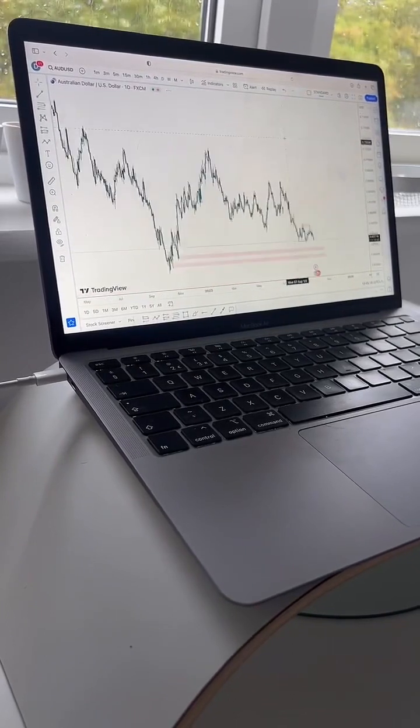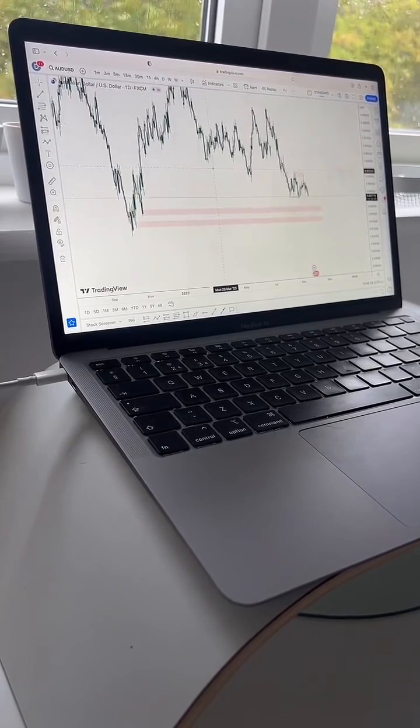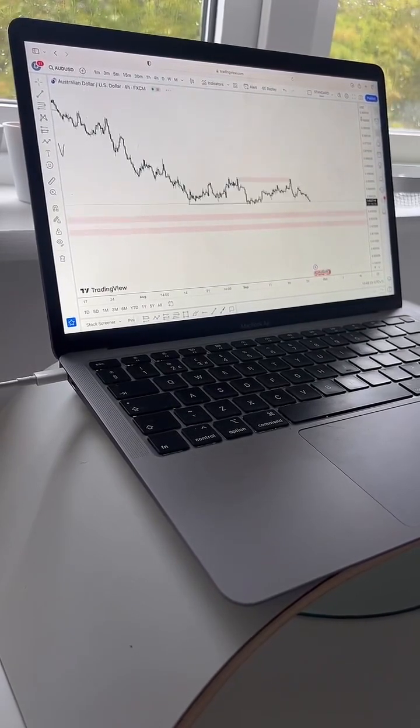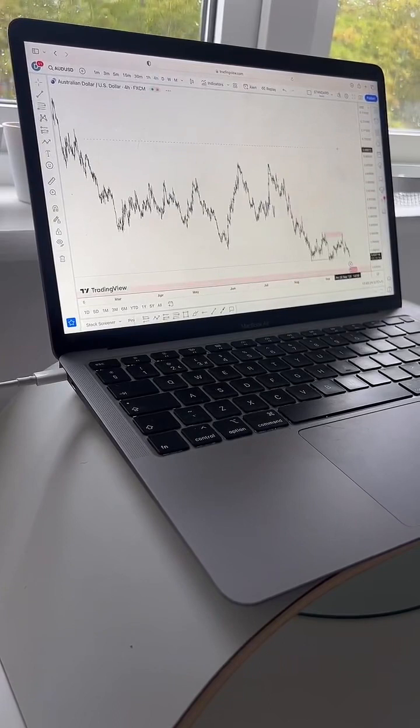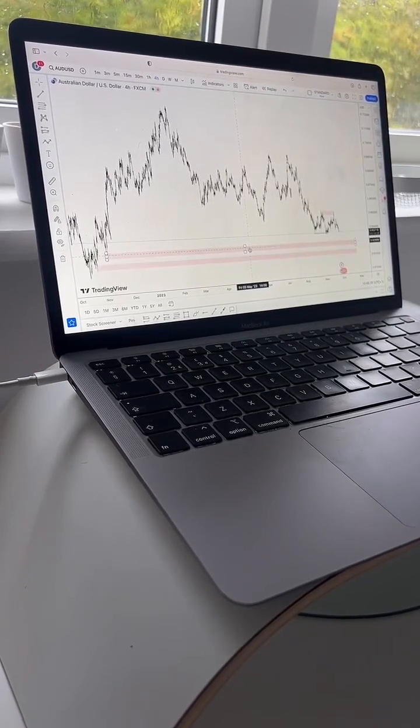Australian dollar, US dollar. I already had these marked out. So in a bearish market, bearish meaning downward, only looking for sells at the moment until we reach these zones at the bottom. So these become buy zones then.